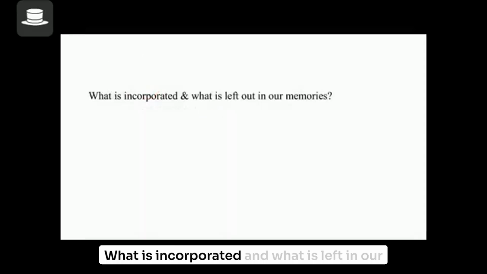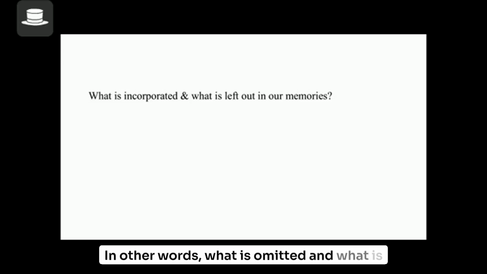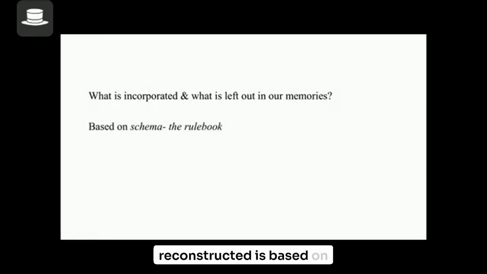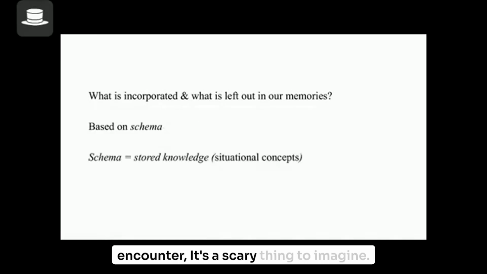What is incorporated and what is left in our memories? In other words, what is omitted and what is reconstructed is based on the schemas we have, the rule book. So just imagine if you don't have a schema for a different culture, you probably have a different understanding of the situations you encounter. It's a scary thing to imagine.